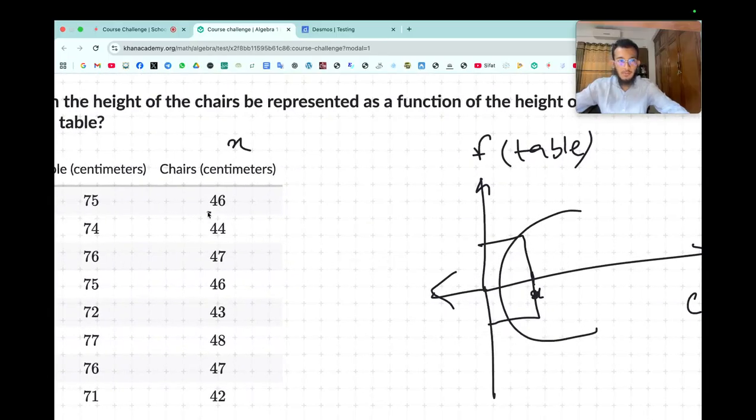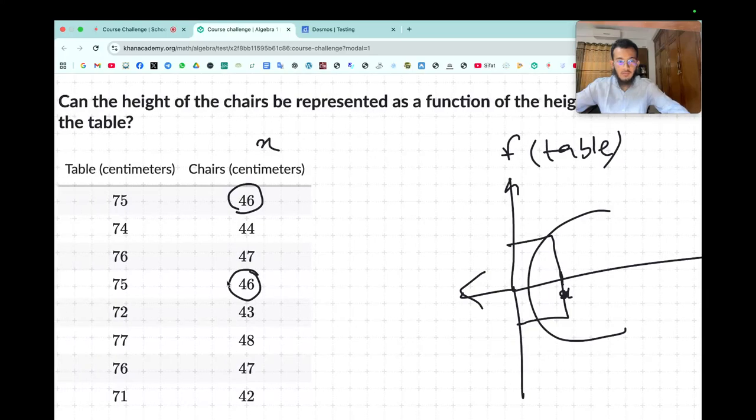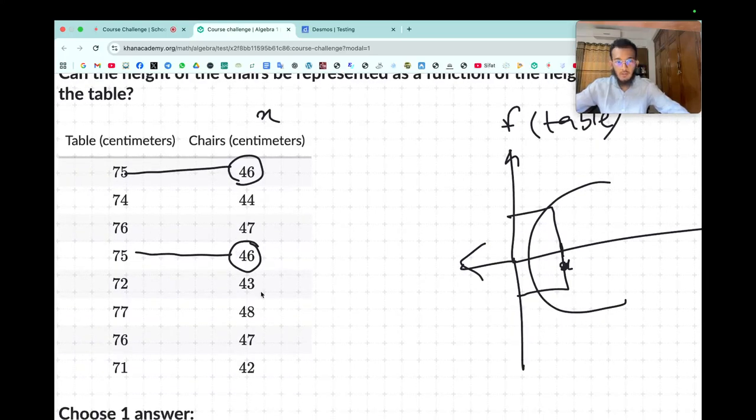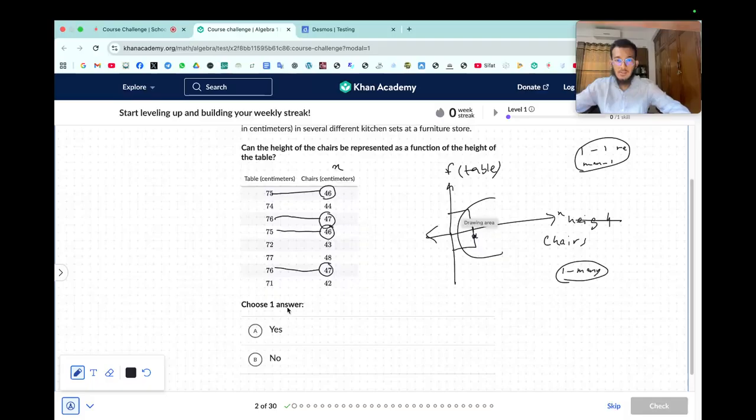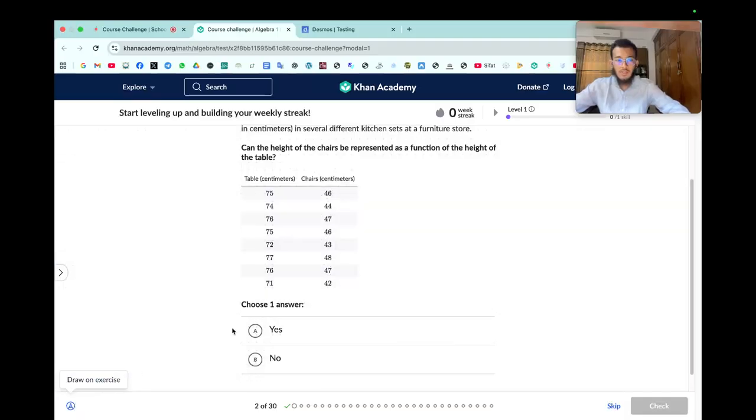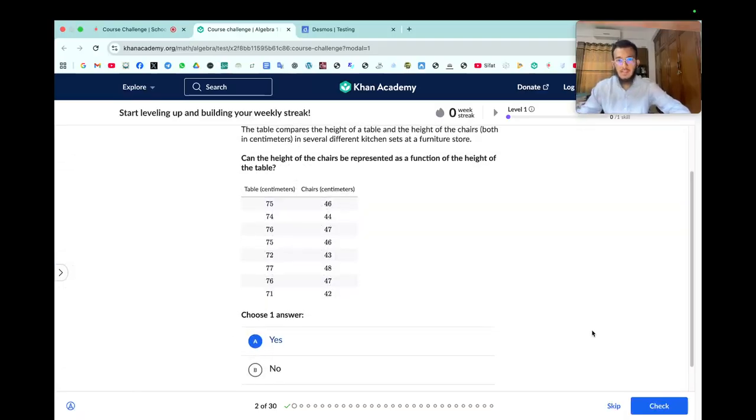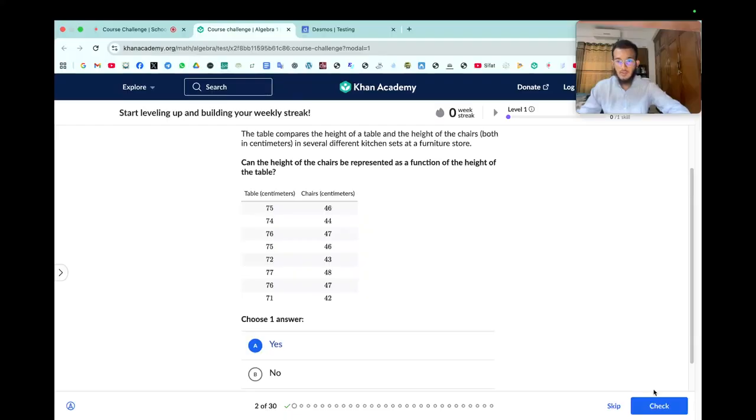So here we see 46, 44, 47, 46, we have same values of x, but mapping to the same value of y. So 43, 48, here also we have a repetition, 44, 44, 47, but it maps to the same value, 42, 43, 48. So this satisfies our condition, therefore we can say yes, it can be represented as a function of the table.